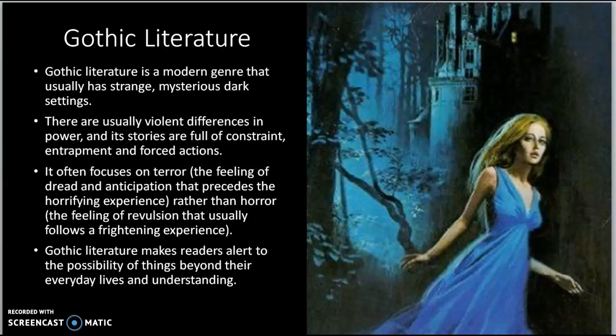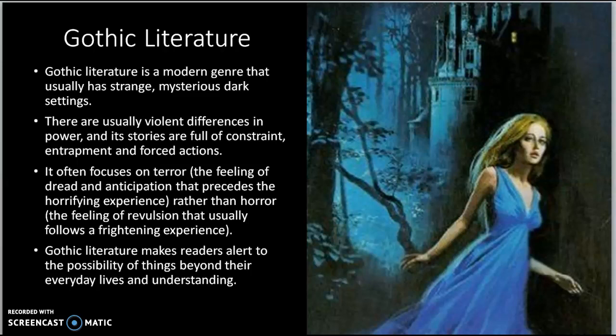Okay, Gothic literature is a modern genre that usually has strange, mysterious, dark settings. This is true for Dr. Jekyll and Mr. Hyde. Most of our action takes place at night. The Picture of Dorian Gray, again, is very similar. And Rossetti's Goblin Market. Much of what takes place in that poem takes place at dusk and dawn.